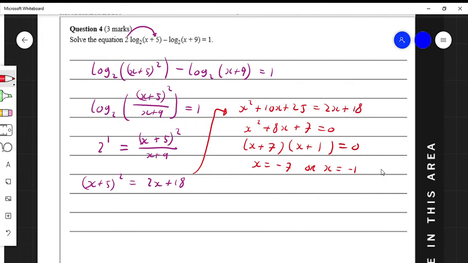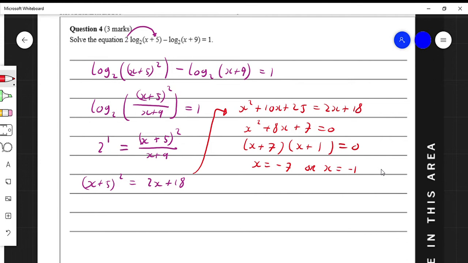So x equals -1, we get 2 times log of 4 minus log of 8 equals 1. Okay, well, nothing's gone wrong just yet, and we can trust that that's correct there, but so now we can move on and get x equals -7.